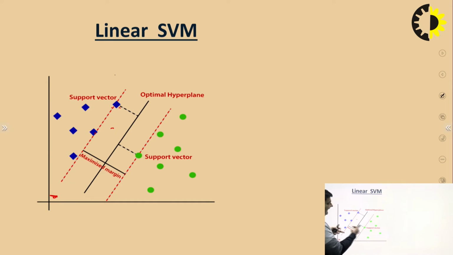Which means we take the data points, and with the help of these data points we draw two lines, and with the help of these lines we try to maximize the margin between the two classes. Then the new line is called the optimal hyperplane. With the help of this optimal hyperplane, we find the best line to divide the data points into two classes. This is what we call the support vector machine, the SVM.